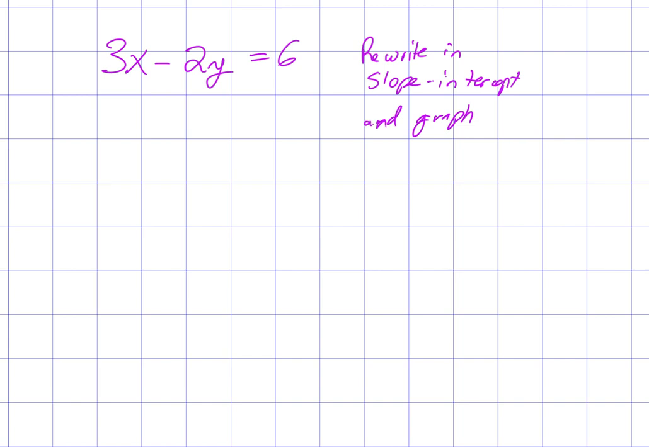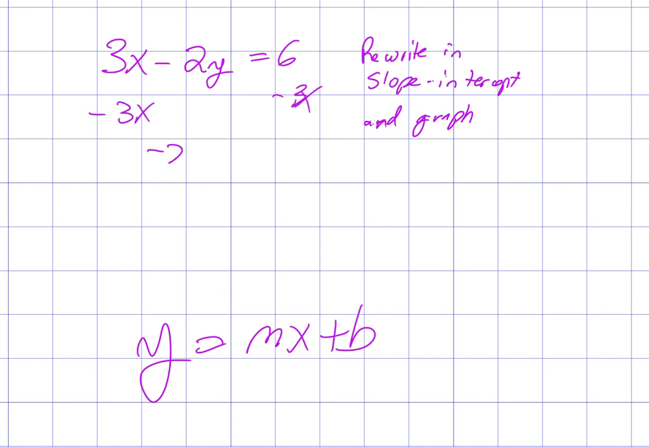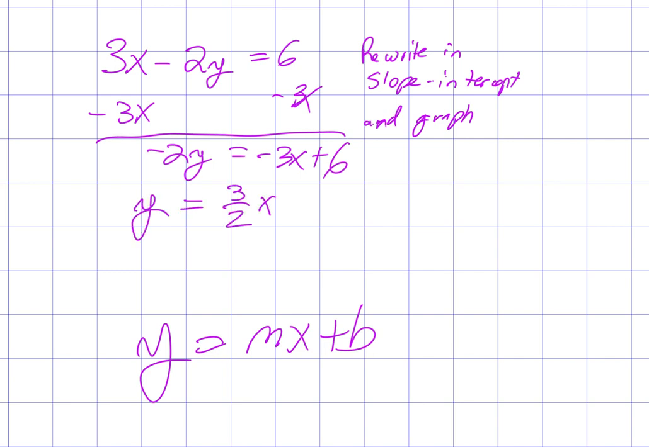We're going to rewrite this one in slope-intercept form, just going back to some standard algebra practice. Remember, slope-intercept form is y equals mx plus b. We're eventually going to graph it too, but we're going to go ahead and move everything over that's not a y, so minus 3x. Negative 2y now equals negative 3x plus 6. Then we're going to divide everything by negative 2. So y equals 3/2 x minus 3.